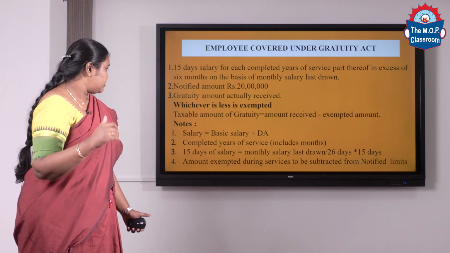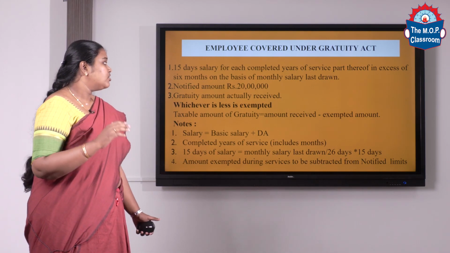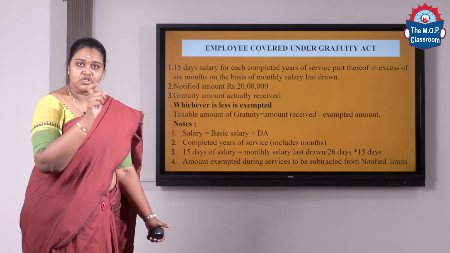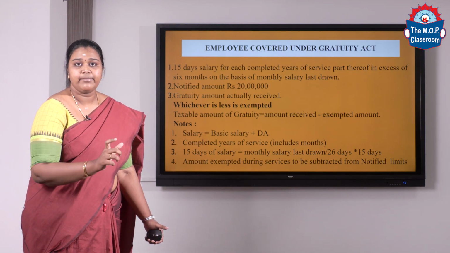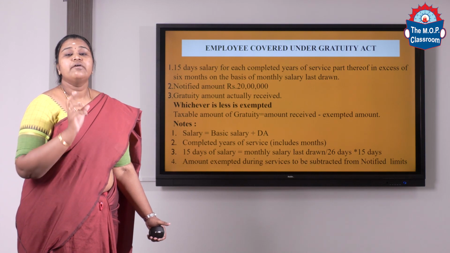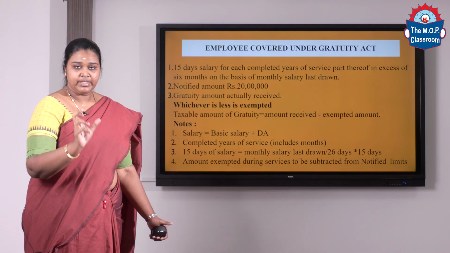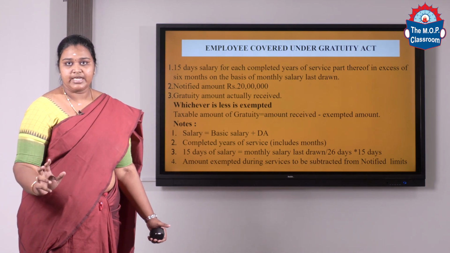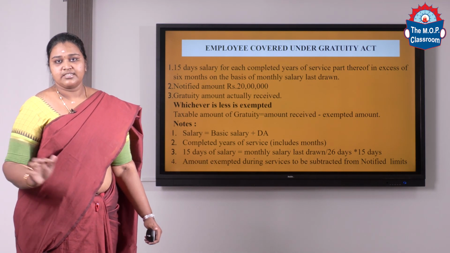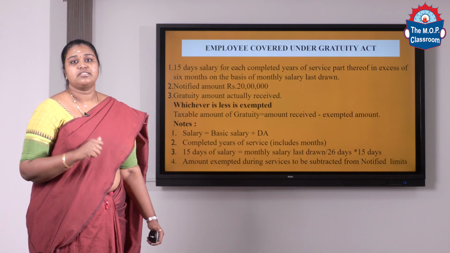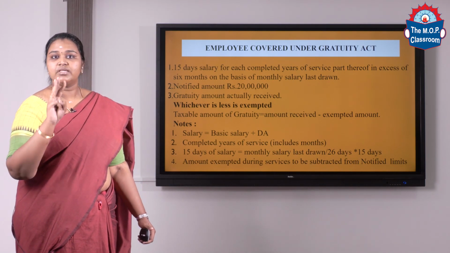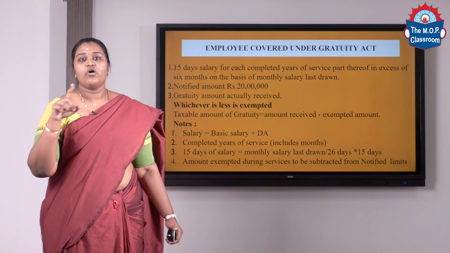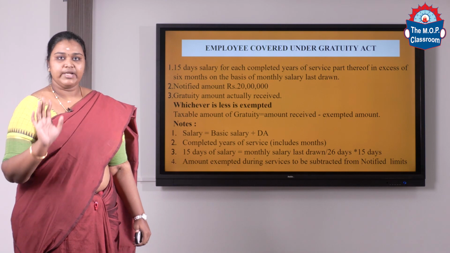Now, moving on to the next point, 15 days of salary. How do you calculate this 15 days of salary? We will be taking the last drawn salary; that is, if the retirement is in the month of November, we will be taking the November month salary, November month salary into 15 days into 26 days. Now, what is this 26 days? Usually in a month we have 30 days; excluding 4 Sundays, we consider the working days, which come up to 26 days.